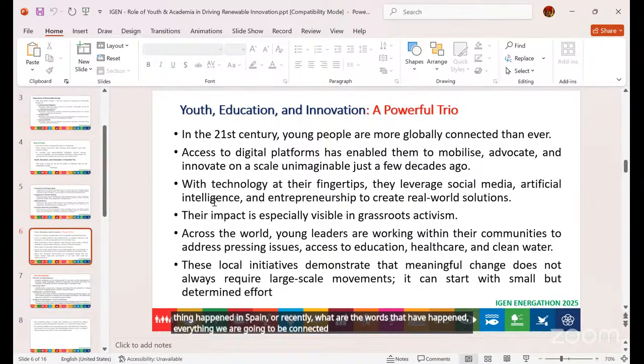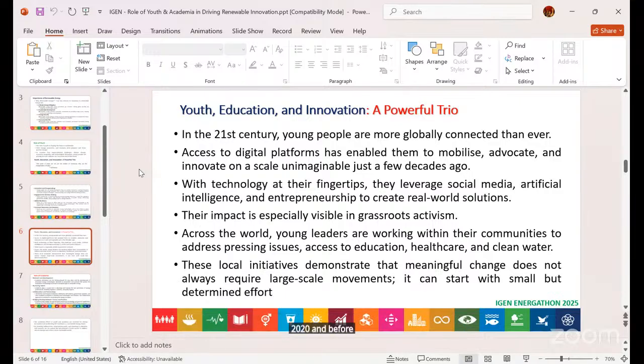And this is nothing but access to digital platforms, which has enabled them to mobilize, advocate, and innovate on a scale unimaginable just a few decades ago. Because earlier, before 2020 and the pandemic, no one knew about these online sessions. But we are now habituated to learn, and instead of offline, many are preferring online so that they don't waste their other time. They can invest their time irrespective of their academic classes and all.